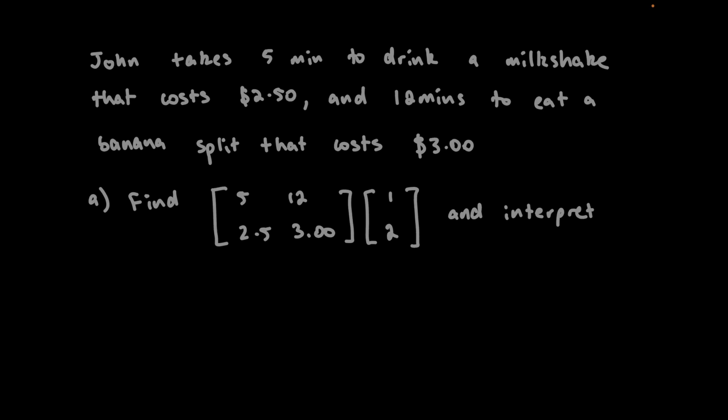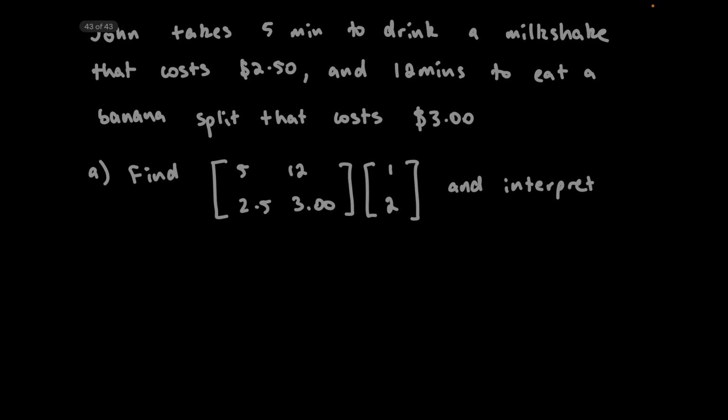So let us first interpret what these matrices even mean. Okay, so all of a sudden we went from drinking milkshakes and eating banana splits to now a 2 by 2 and a 2 by 1 matrix. What the hell, bro? So let us first work out what do these matrices even mean.